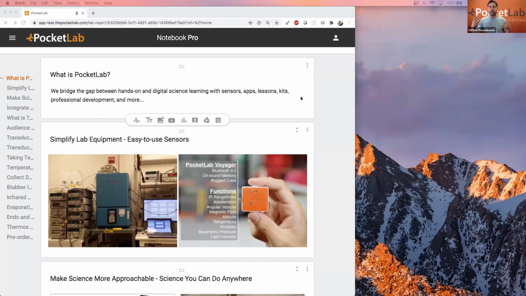We are in the business to bridge the gap between hands-on and digital science learning. We make sensors, apps, lesson materials. We do training, professional development, webinars like this, and conferences. We saw a problem 5 years ago in science where a lot of activities weren't as engaging as we thought they could be and weren't as rich. So we've worked hard in that area, and now hundreds of thousands of students in 60 plus countries use PocketLab in some form for their science learning.